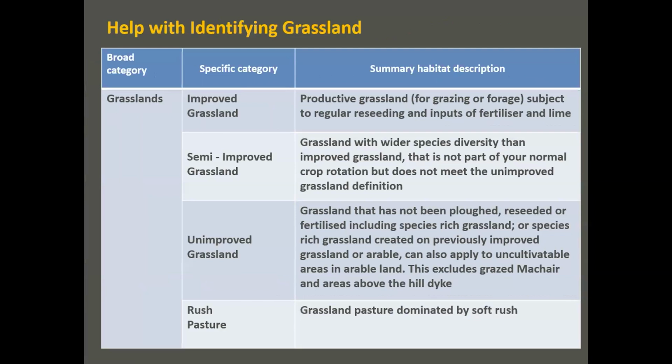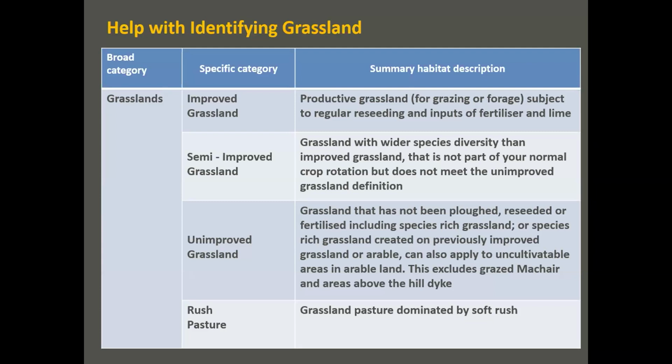So the 4 key grassland types are improved grassland, semi-improved, unimproved, and rush pasture. Now, often you'll be able to ascertain a lot of the grassland from the current agricultural practices in the field, rather than having to go out and check sites. But it's often more likely to be the semi-improved and the unimproved grasslands where you may have to go out in the field and consider more the habitat composition.